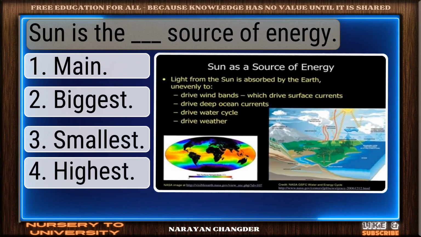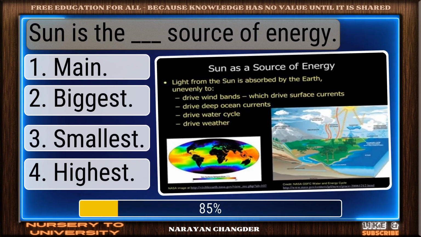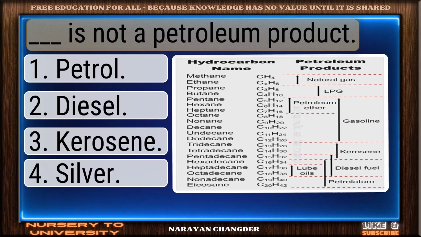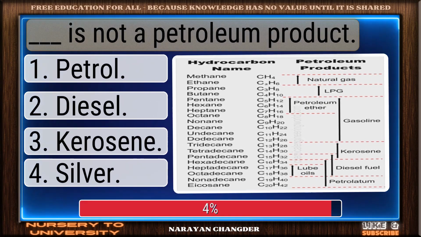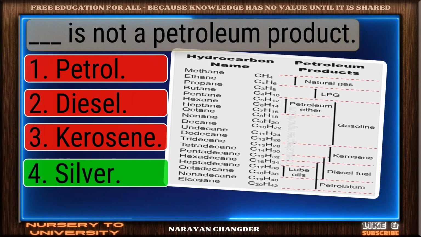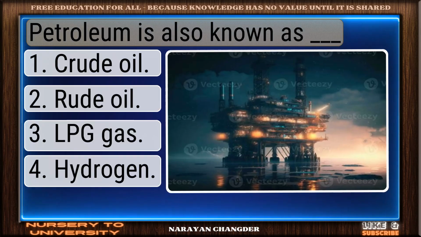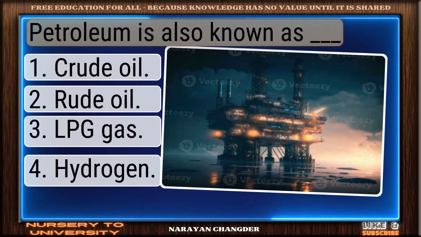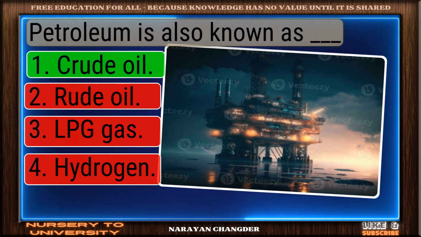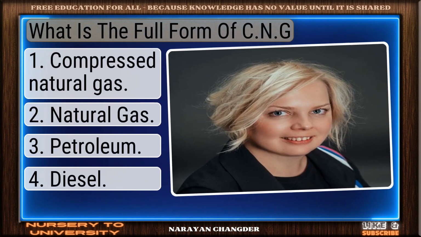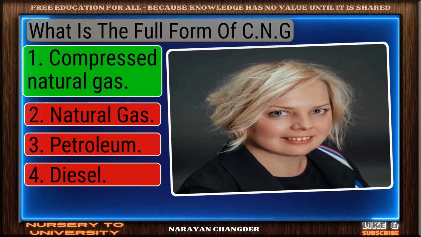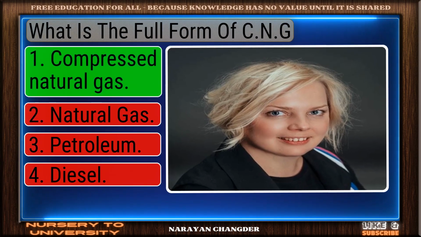Sun is the dash source of energy. You're right. Main is the correct answer. Dash is not a petroleum product. Exactly. Silver makes sense, and it is the right choice. Petroleum is also known as dash. Right choice. Crude oil is the best answer. What is the full form of CNG? Smart move. Compressed natural gas is an accurate answer.